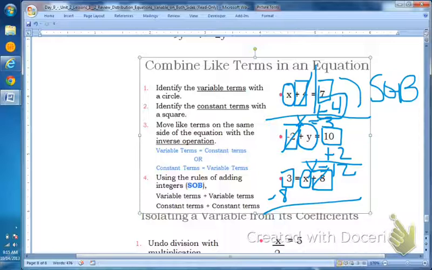+3 and -8 are opposite signs, so you have to subtract. 8 minus 3 is 5. -5. And don't forget, bigger sign wins. Very good, -5. So -5 equals x.